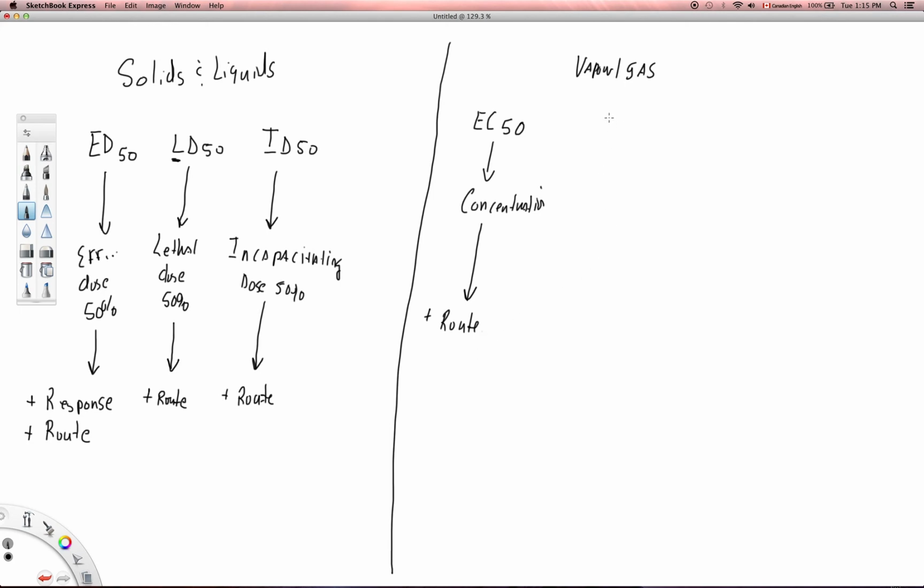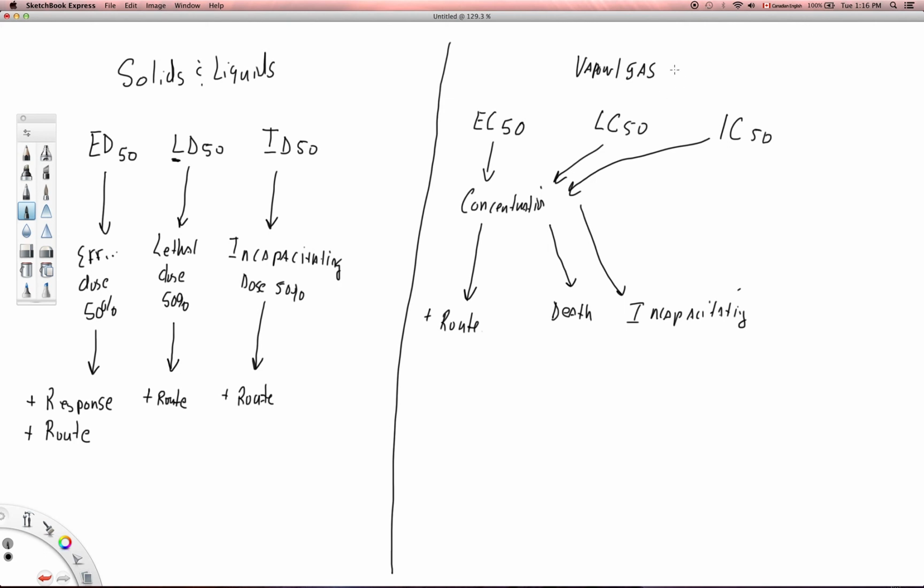Likewise, instead of LD50, you have the LC50, which again is a concentration that causes death in 50% of the population. And then again, you have the incapacitating concentration 50%, which is still a concentration, but in this case, it is an incapacitating concentration. Okay, so I think I'll cut it off here. I think that's all, we just want to make sure that we're good on what the terminology means and what the difference between ED, LD, ID 50, and EC, LC, and IC 50% really are.